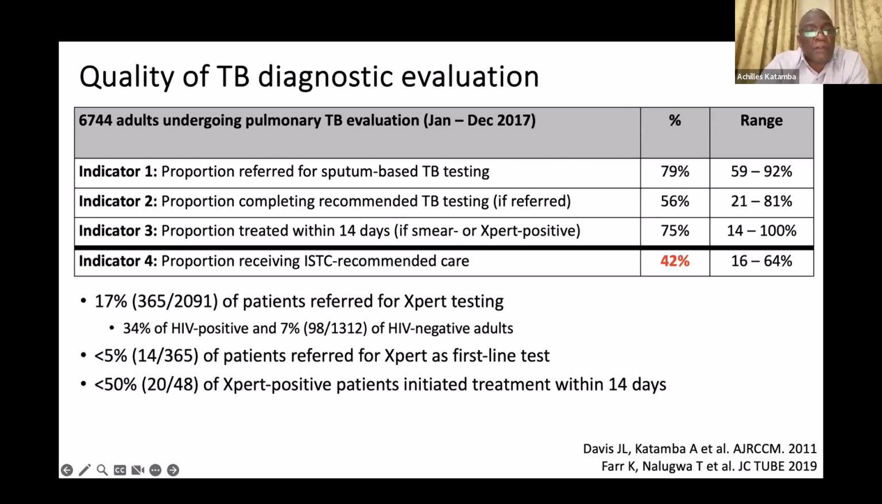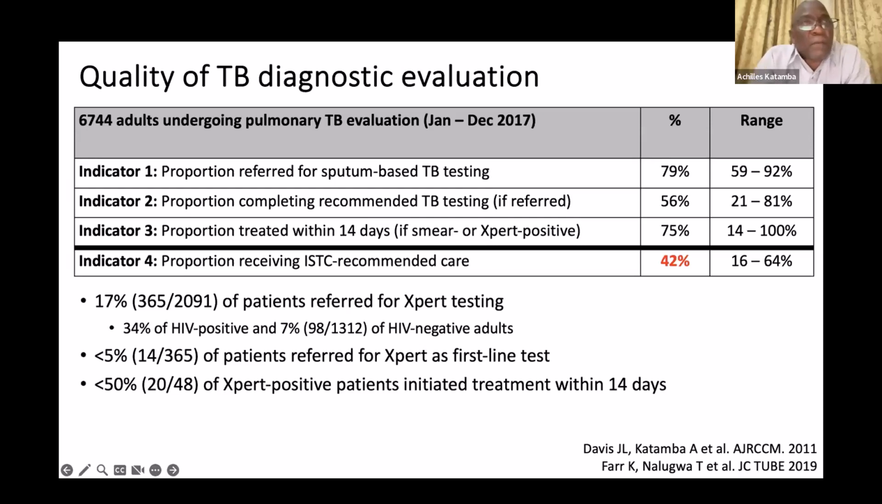And the proportion receiving international standard TB care guidelines-recommended care was 42%, meaning that you had a 42% chance of being diagnosed and treated within the guidelines once you came in. So it was quite low. And of those people, 17% of the patients were referred for Xpert testing: 34% of those who were HIV positive, and 7% of HIV negative others.